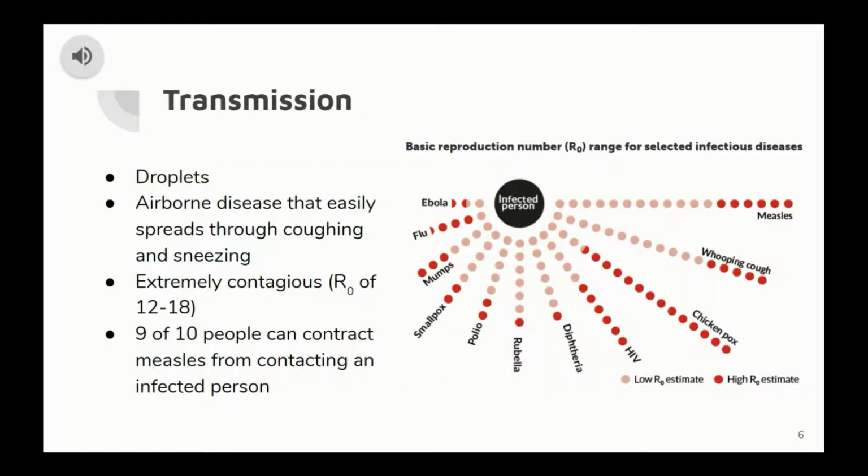The disease is airborne, which means it can spread easily through droplets when the infected cough, sneeze, or even breathe around other people. With an extremely high basic reproduction number between 12 and 18, measles is extremely contagious. According to the CDC, an infected individual can infect about 9 of every 10 people he or she contacts.